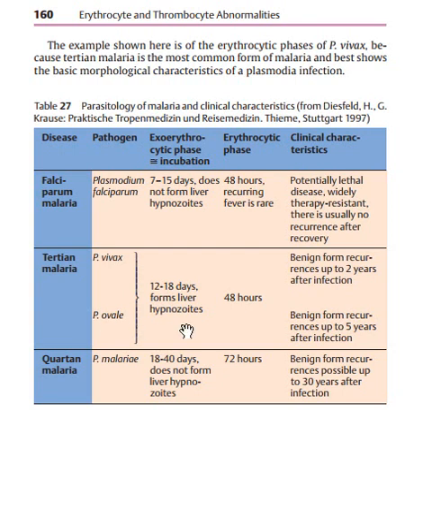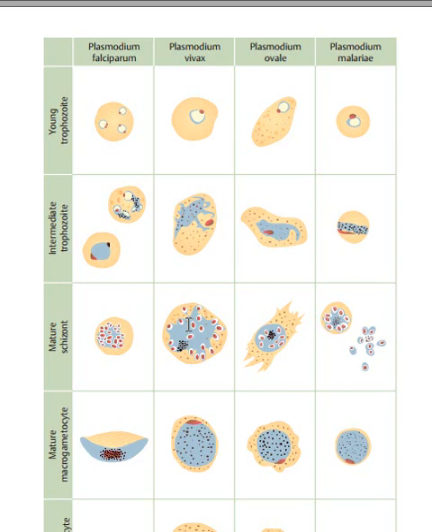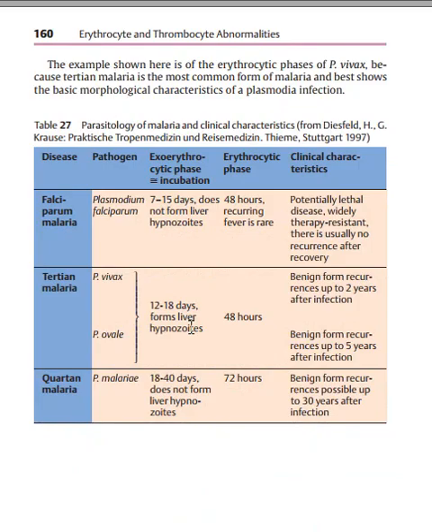Now Plasmodium ovale, we have benign form also. We have recurrence up to 5 years after infection. So 5 years after infection, you have a recurrence of every 5 years after infection.